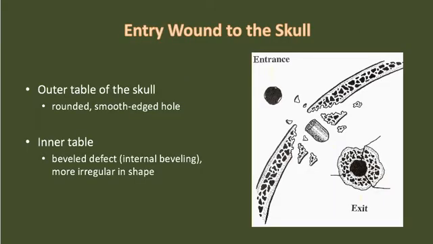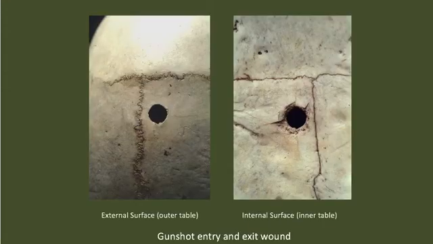On the inside of the skull, what you would see is this kind of messy effect where pieces of bone have been fractured and knocked out. So on the inner table, which again is this layer of cortical bone on the inside of the skull, we're going to have a bevel effect, aka internal beveling, which leads to a more irregular shape. Now, if you have certain types of bullets shot by certain types of guns, you might also end up with an exit wound, and we'll get to that in a second.